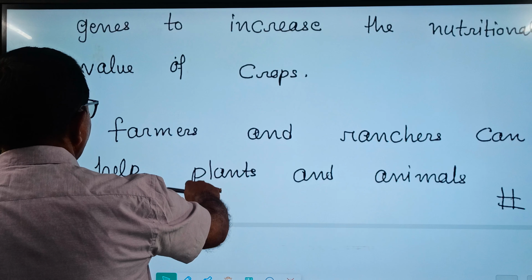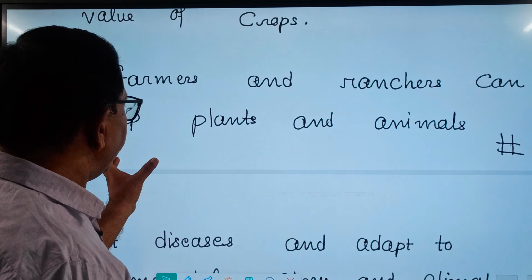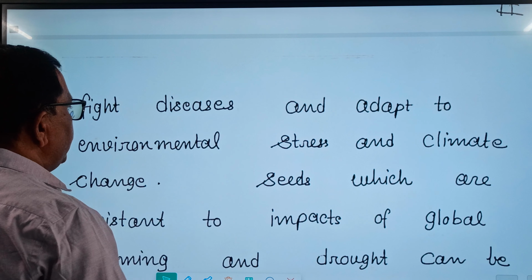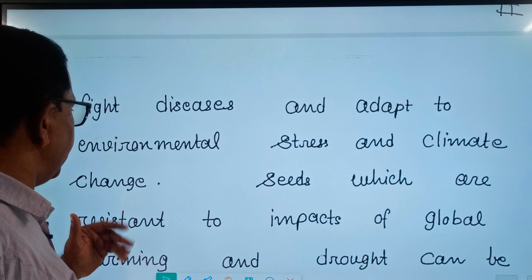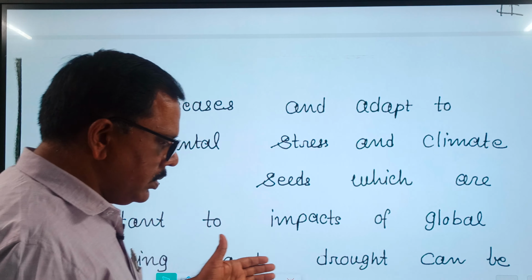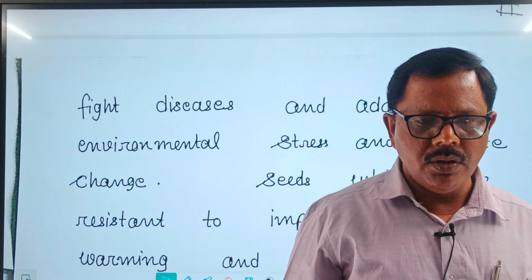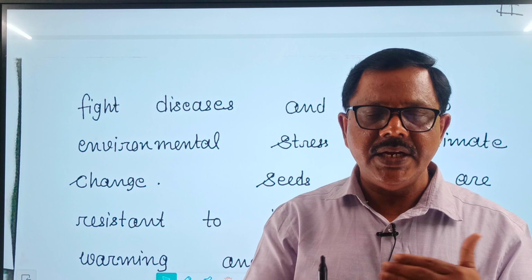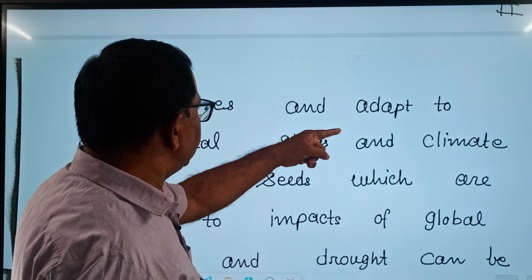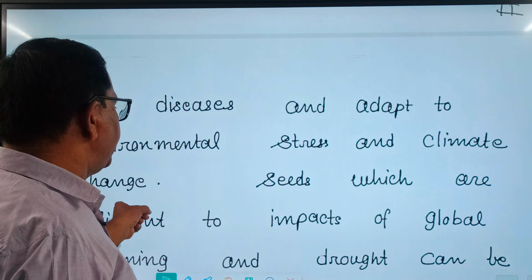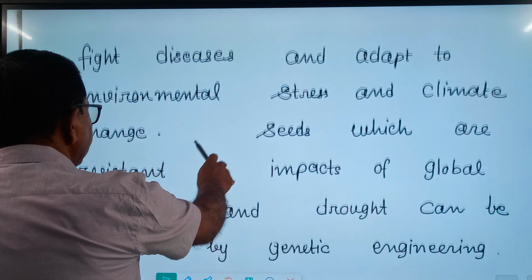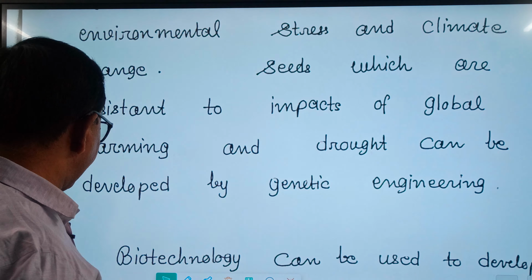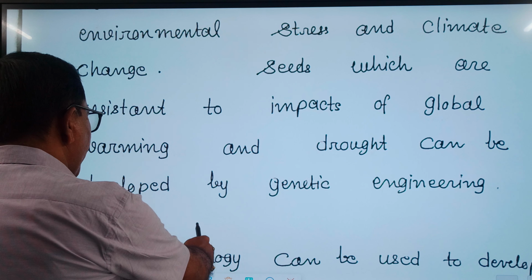Later you write, the farmers and ranchers can help plants and animals fight diseases and adapt to environmental stress and climate change. So systematically you have to present your knowledge and your information as per the need of the question. So fight against disease and adapt to environmental stress and climate change. Seeds which are resistant to the impact of global warming and drought can be developed by genetic engineering. So these are the points it is necessary to mention.